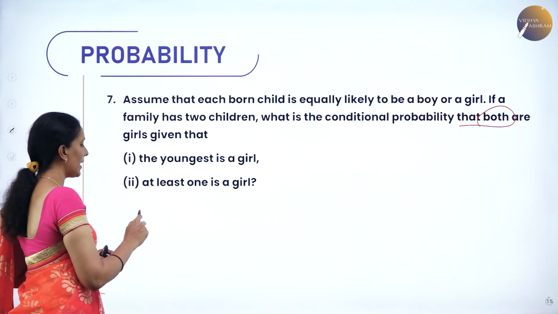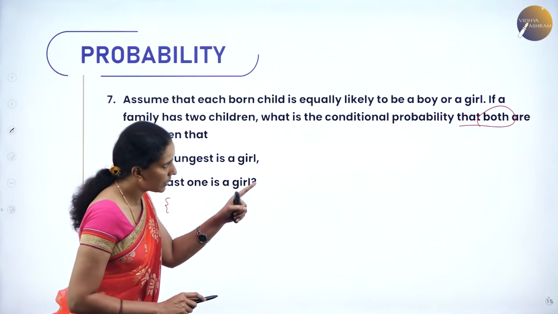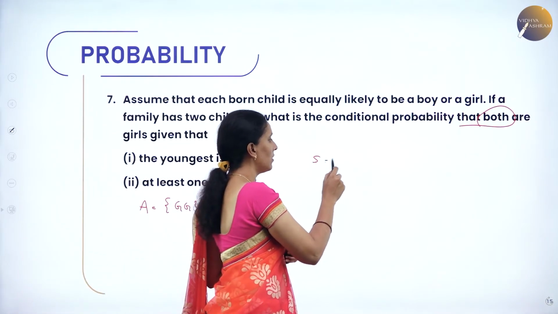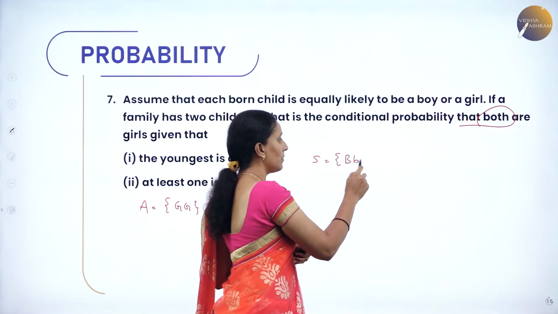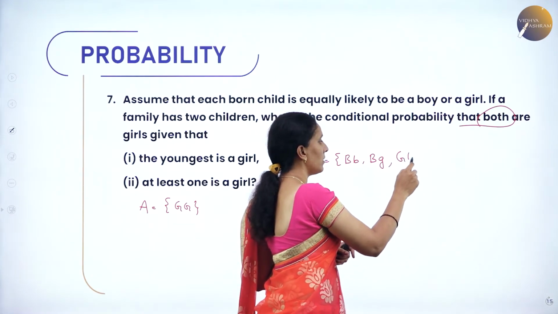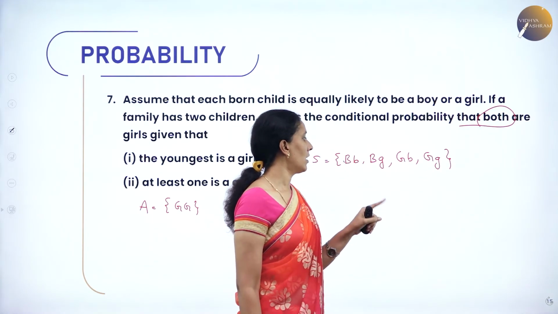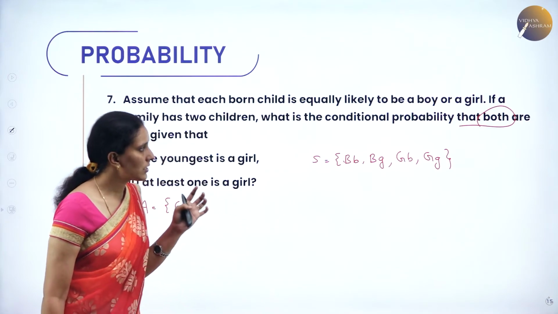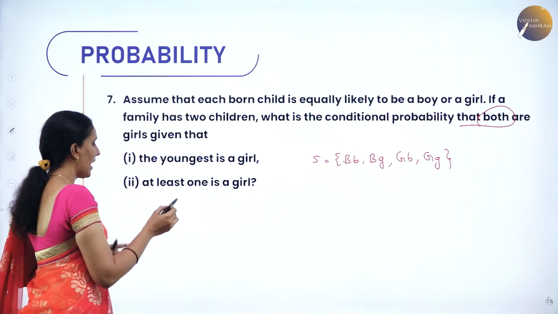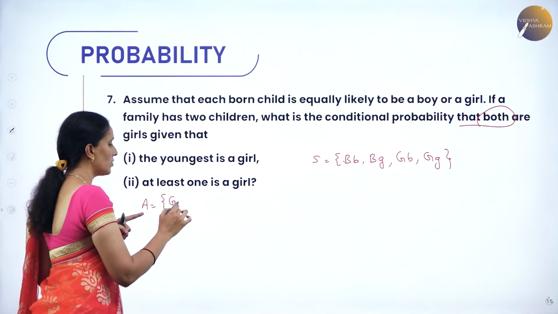So, let me take this as A. If A is both are girls, then the only possibility for both are girls is GG. Because we know the sample space here, we can have 2 boys, BB, or BG or GB or GG. This is the only possibilities. Elder one, younger one. So, it may be boy, girl or girl, boy. The combination count is 4 now. So, here I can choose event A is equal to both are girls, so GG.